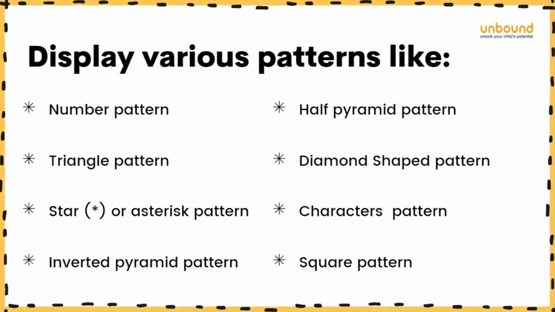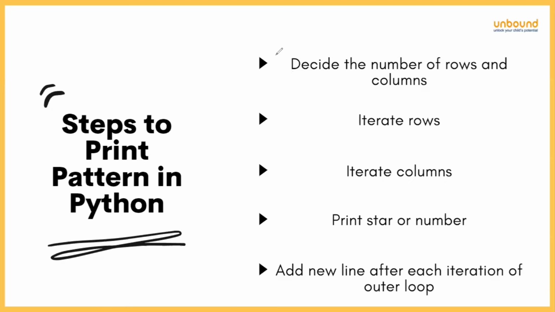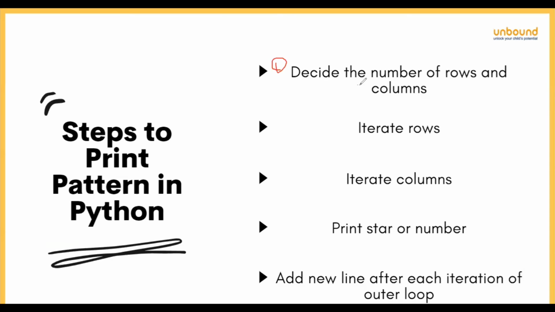Now, what are the patterns that you can display through the help of nested loop? You can display number pattern, triangle pattern, star pattern, inverted pyramid pattern, half pyramid pattern, diamond shape pattern, character pattern, and square pattern. So the first step is to decide the number of rows and columns.